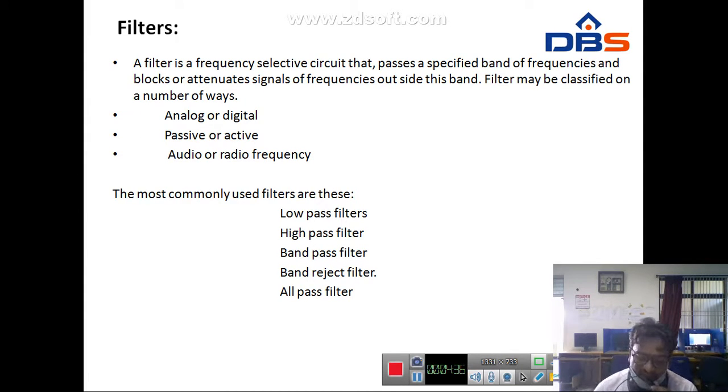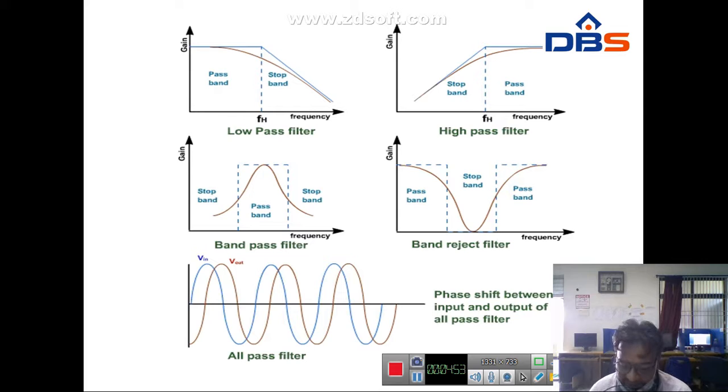The most commonly used filters are low pass filters, high pass filters, band pass filters, band reject filters, and all pass filters. Here we see the frequency response of the major active filters: the frequency response of the low pass filter, high pass filter, band pass filter, band reject filter, and all pass filter. Here we have the phase shift between input and output of the all pass filter.